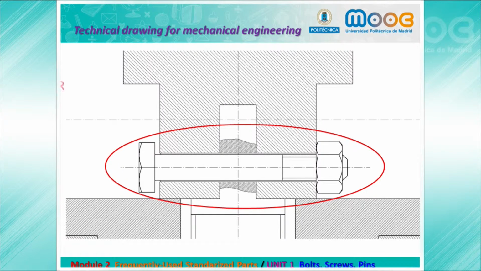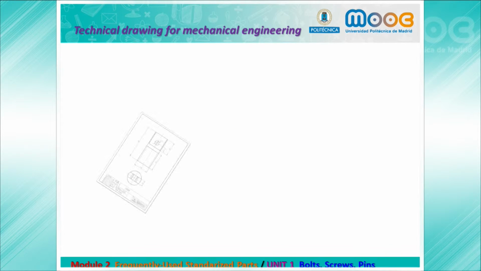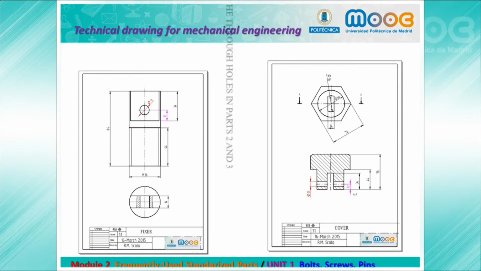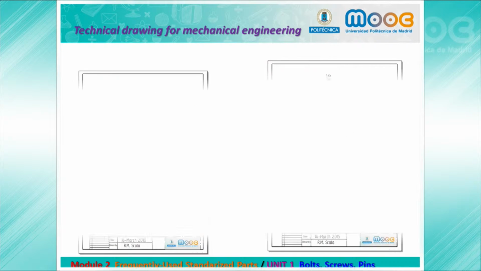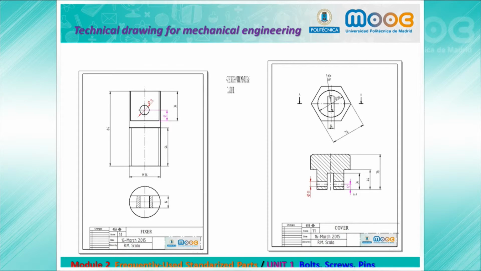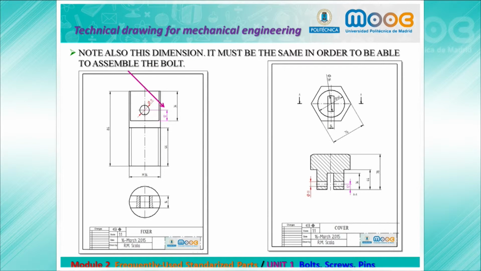We have here a detail of our bolt and the two parts, the cover and the fixer, which will have the holes. Here we have the plane for both parts. The screw is metric 10, so the through holes must have 11 millimeters. It is also important to see that this dimension must be the same in order to be able to assemble both parts with the bolt.